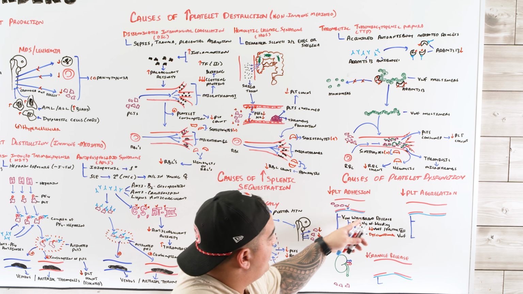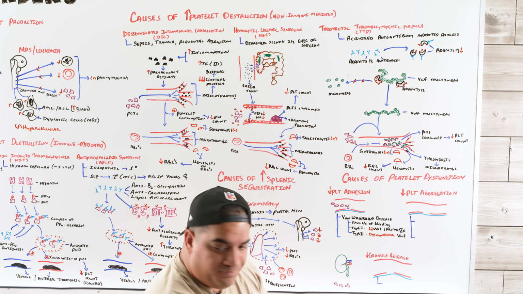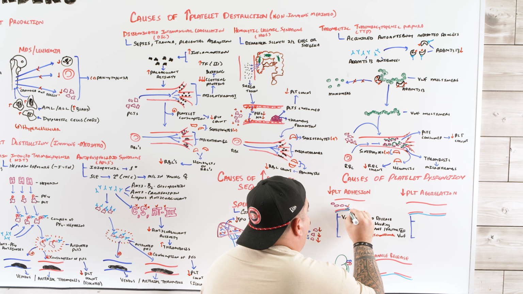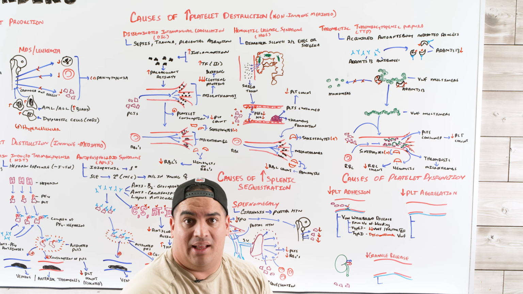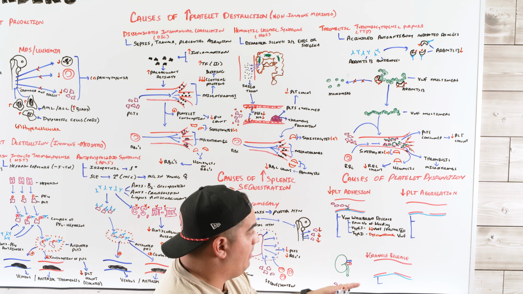With von Willebrand disease, the problem with this one is the von Willebrand factor. So in other words, these little green dudes, again, you're not making these to bind to the GP1B on the platelets, right? We remember that. You don't have the von Willebrand factor to bind with the GP1B.